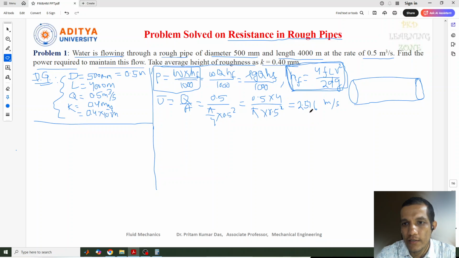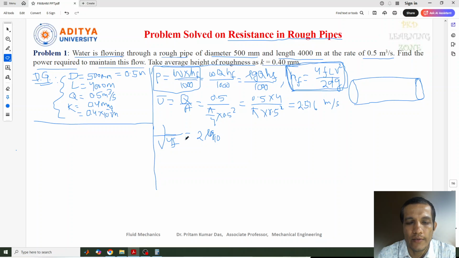This is meter per second. Anyway, this velocity value we got. Now we'll go for the calculation of friction factor. This friction factor we need to consider is for the rough pipe. So we know that we can write 1 by root over of 4f equal to 2 log 10, and this equation we got in our last lecture.